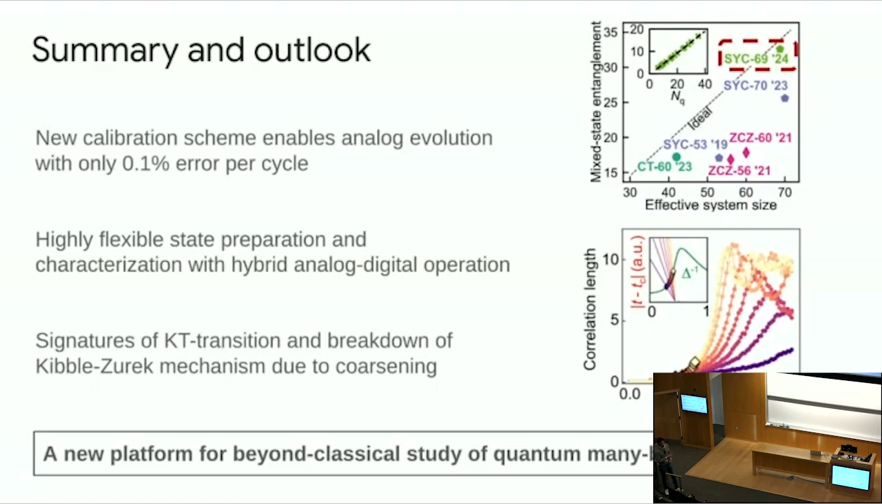We had great control over the final energy of the state, and it also gave us this very extensive final state characterization as well. This allowed us then to both study signatures of the Kosterlitz-Thouless transition. We also saw some nice signs of ETH, and then we observed this interesting breakdown of the Kibble-Zurek mechanism.